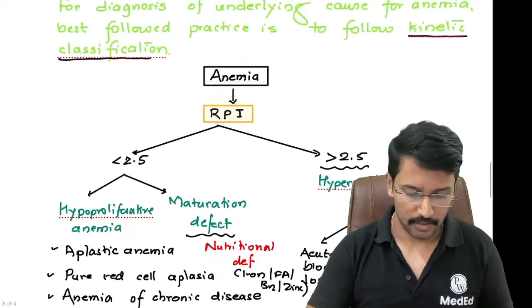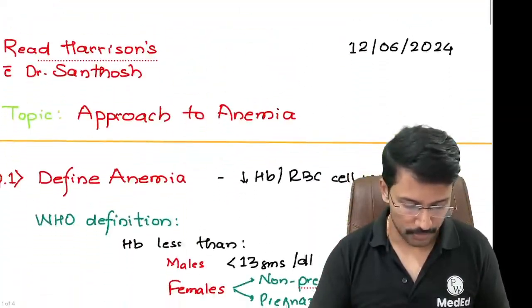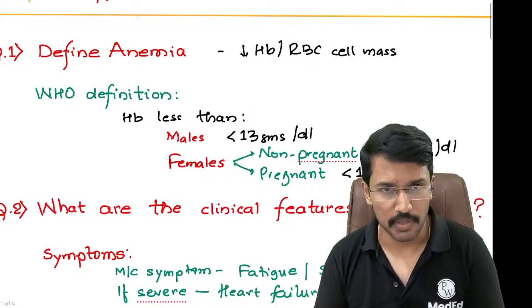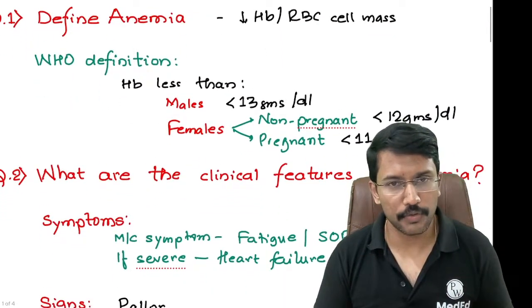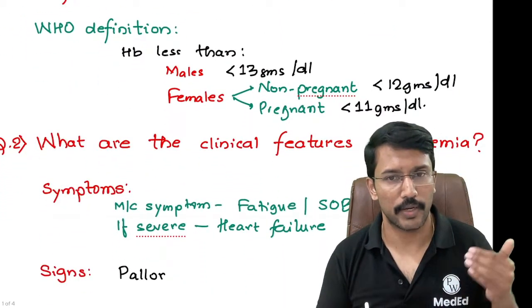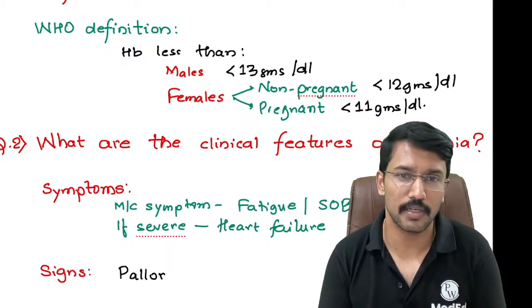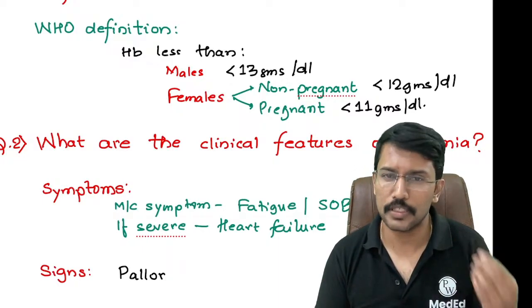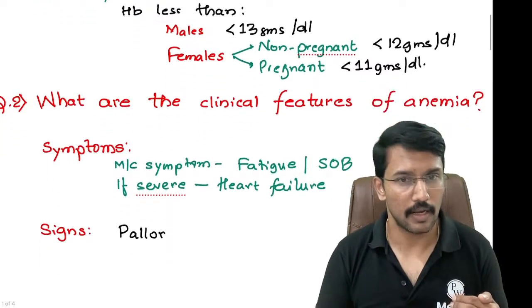Okay, so again, to give you a quick summary of what we have learned today, first thing, we understood that anemia refers to decrease in hemoglobin or RBC cell mass. We follow the WHO definition or cutoffs. So when a male has less than 13 grams per deciliter hemoglobin, we will call him anemic. For a non-pregnant female, the cutoff is 12, and for a pregnant woman, it is 11, right?